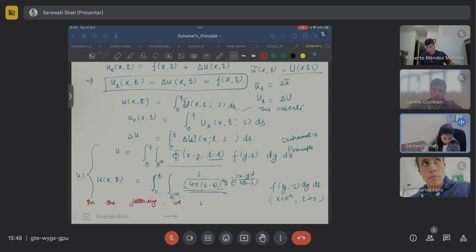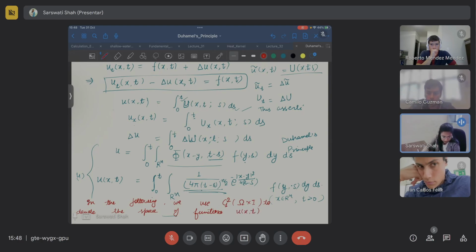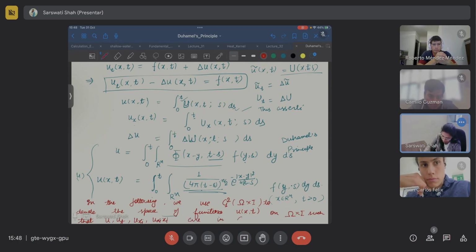So in the following, we use C1 square omega cross I to denote the space of functions u(x,t) on omega cross I such that u, u_t, u_xi, u_xixj are in C. So if we are saying that u is a solution of the heat equation, then the second order derivative of u should exist and it should be continuous, isn't it? The second derivative. So this is the way.